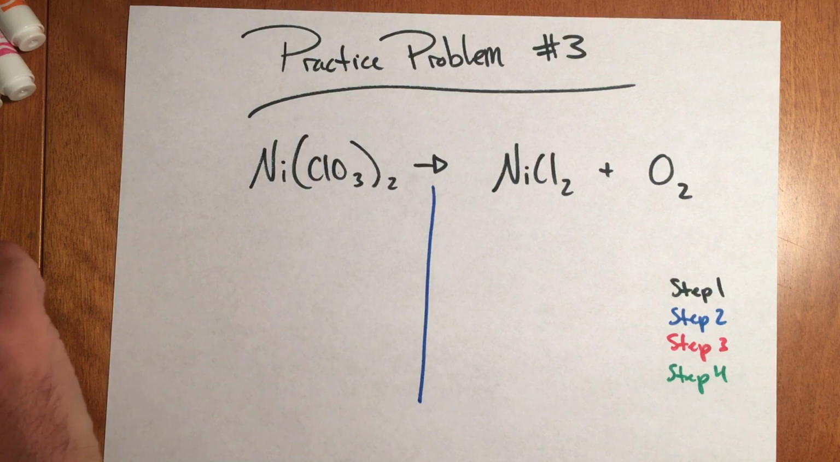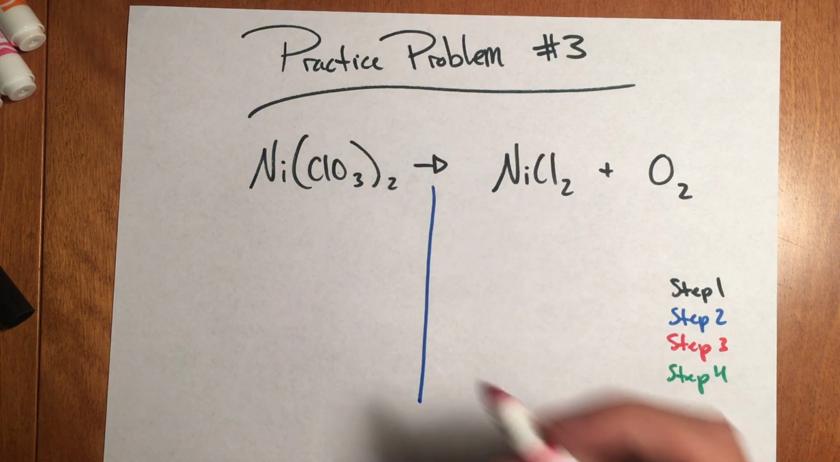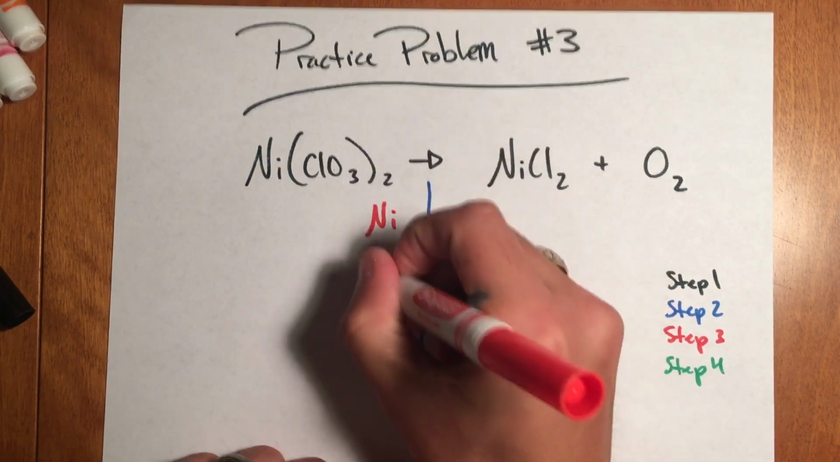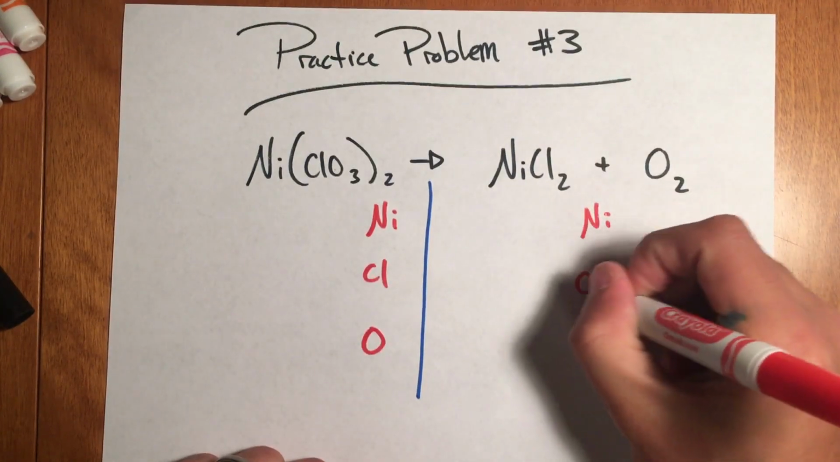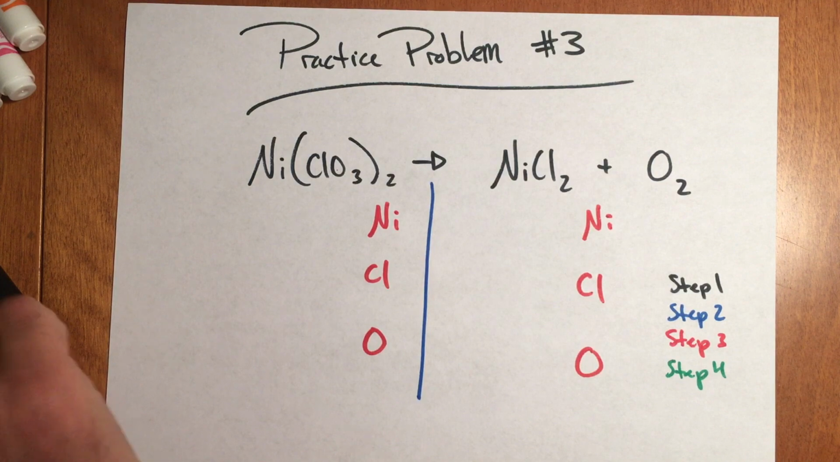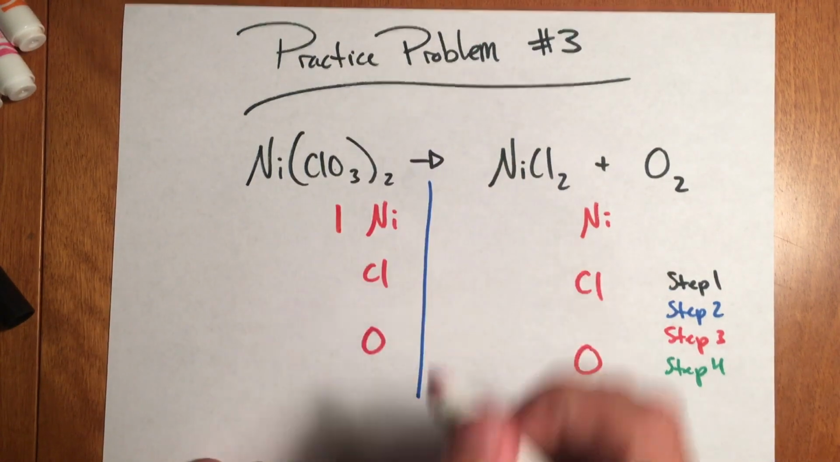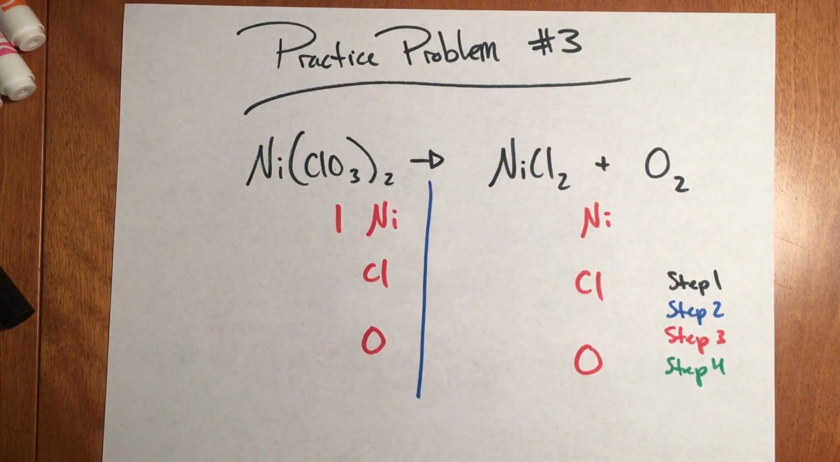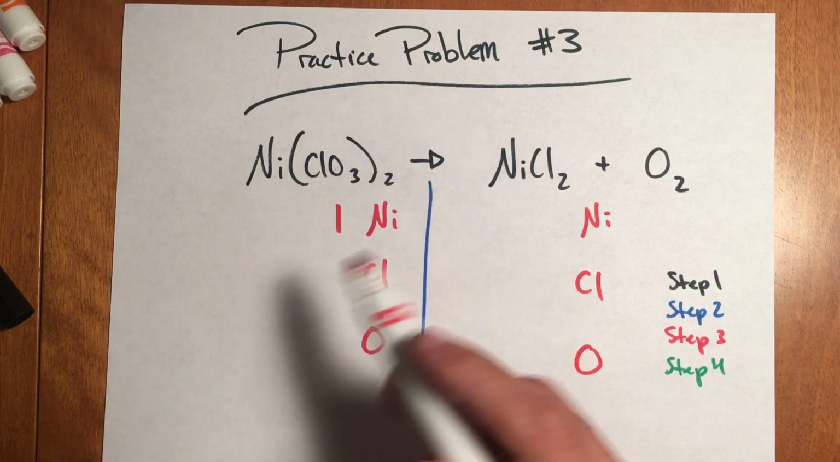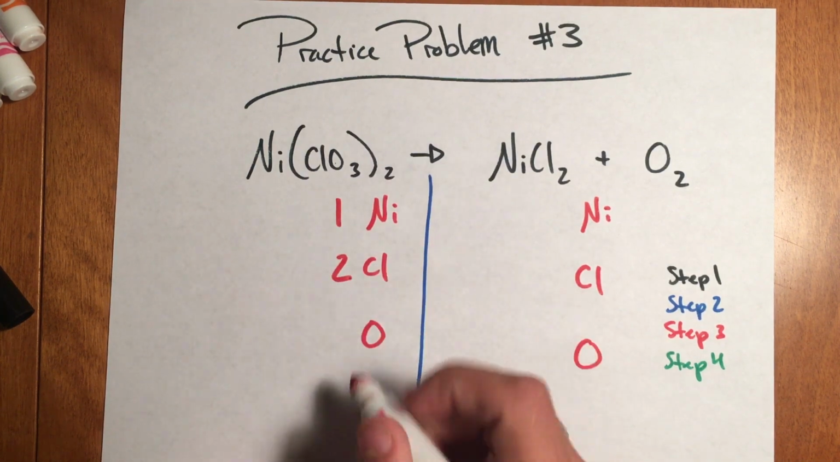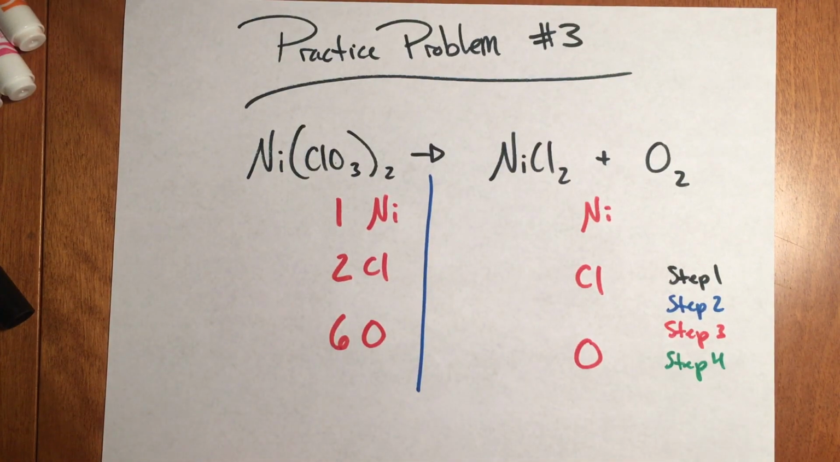That's step 2. Step 3, we need to count them out. So we've got nickel, chlorine, and oxygen. Do the same order on both sides. We have 1 nickel on this side, and then this is where the parentheses come in. So you see, if you have a parentheses, it's just like in math, you have to distribute it in. So that means I have 2 chlorines on this side and then 6 oxygens.